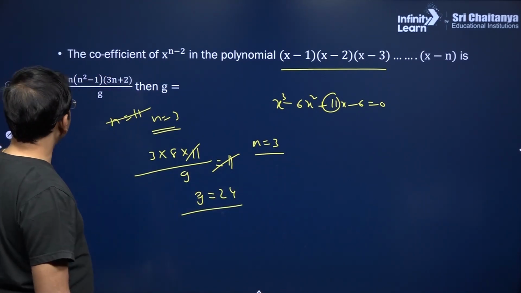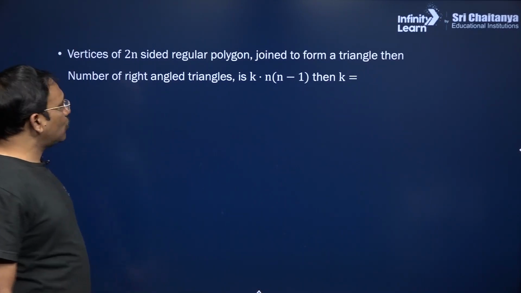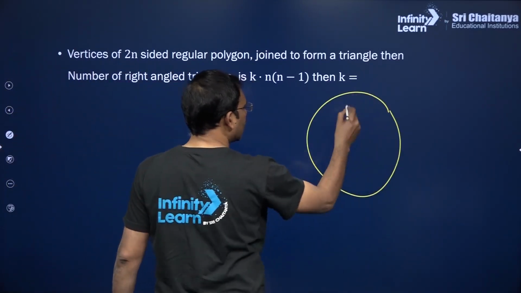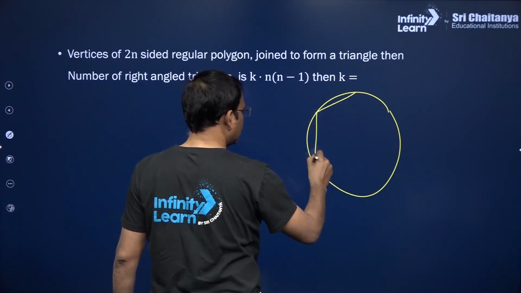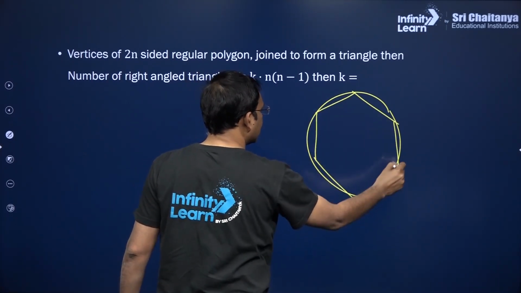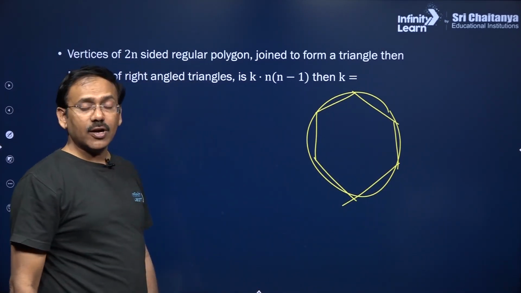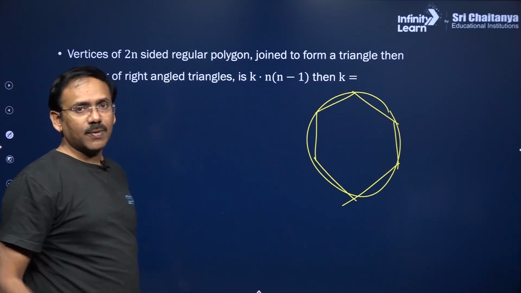Next, my dear friends, in a regular polygon with an even number of sides, suppose a hexagon 1, 2, 3, 4, 5, 6, he wants the number of right angle triangles that can be formed whose vertices are vertices of this polygon.